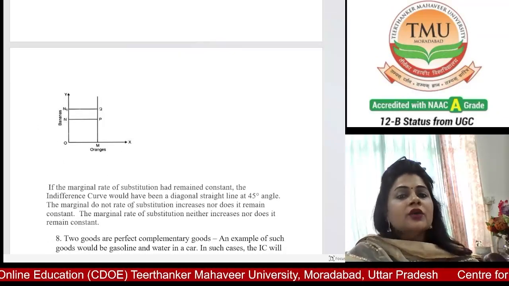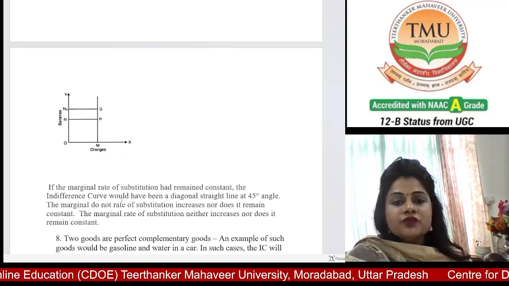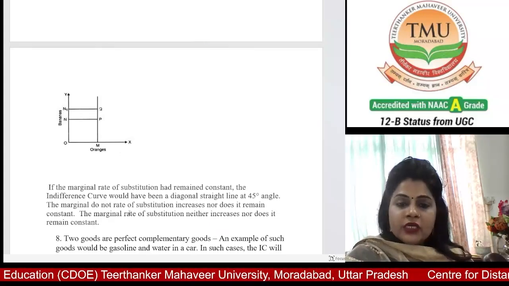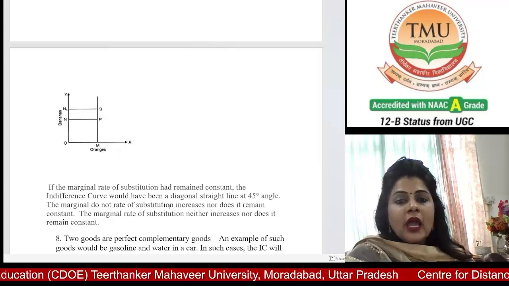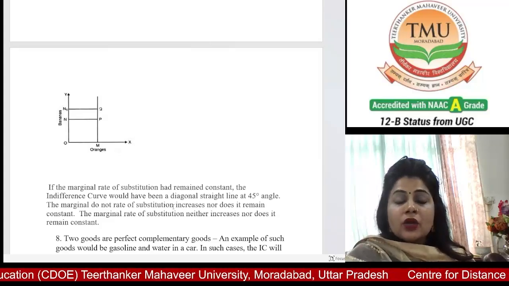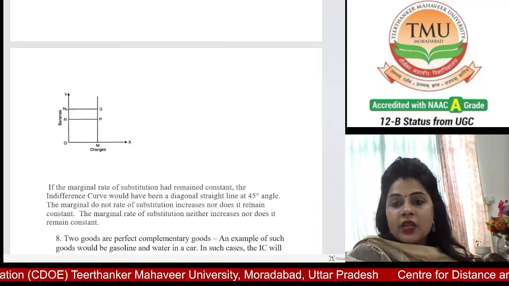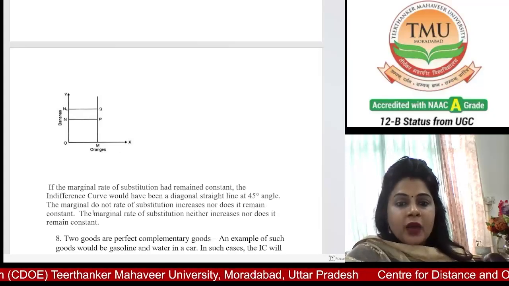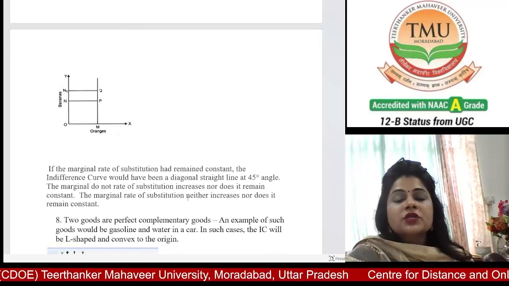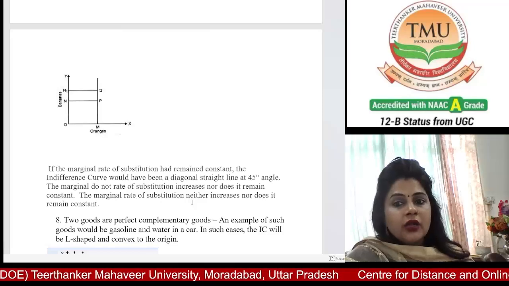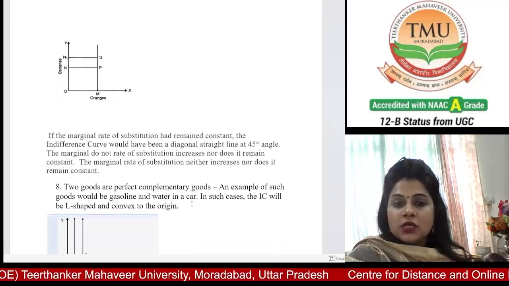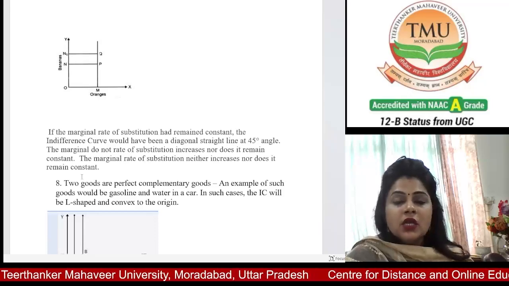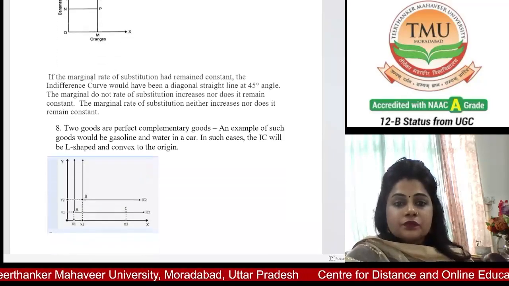If the marginal rate of substitution had remained constant, the indifference curve would have been a diagonal straight line at a 45-degree angle. But the marginal rate of substitution neither increases nor does it remain constant.